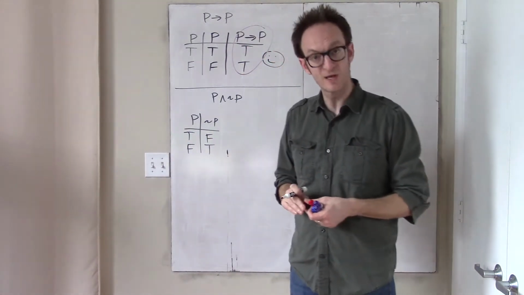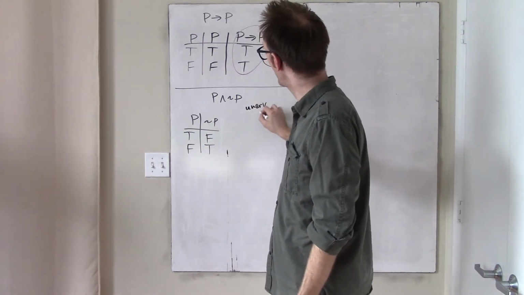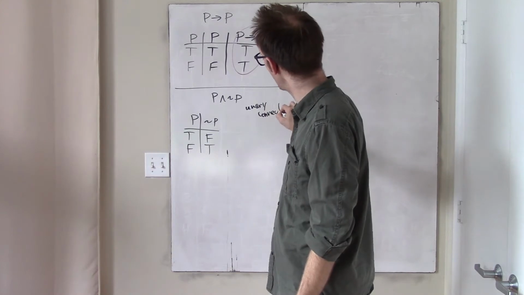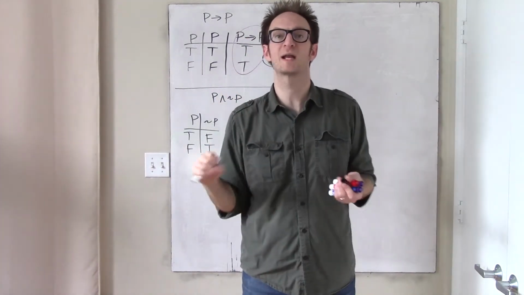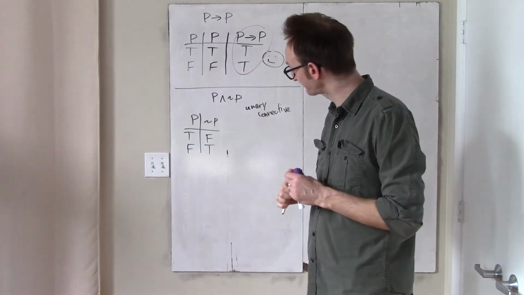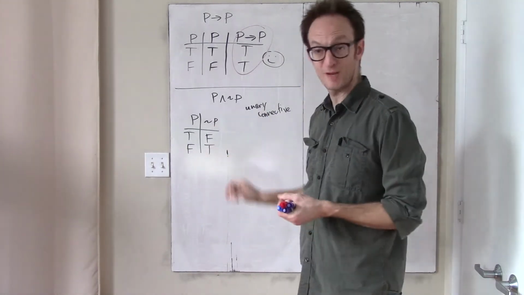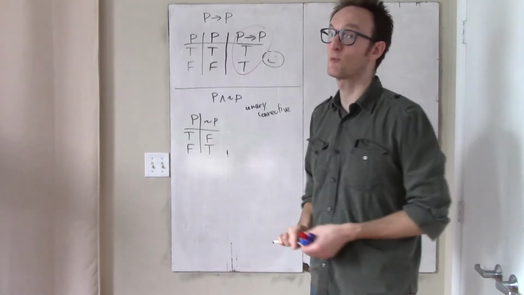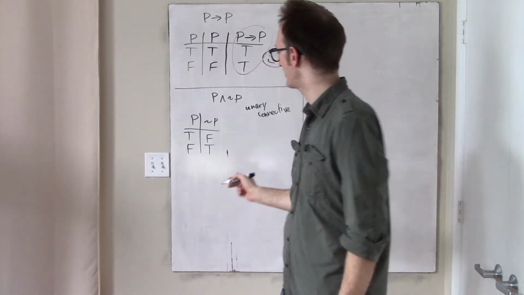It is a connective. Not is called a unary connective, as opposed to a binary connective. A binary connective connects two propositions. A unary connective connects just one proposition. So this is the truth table for not P, this is the definition of not. It's more or less how not works. It just reverses the truth value of the underlying proposition.